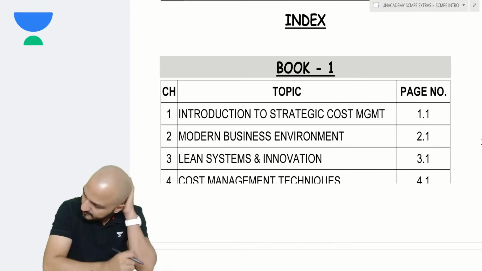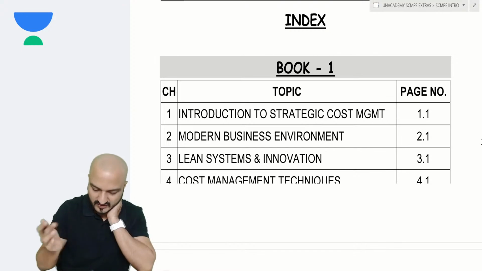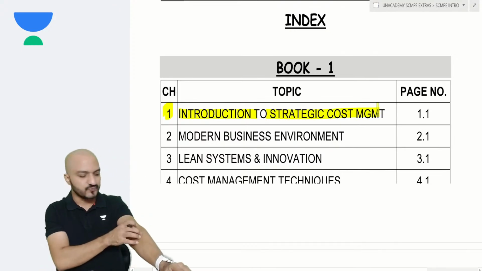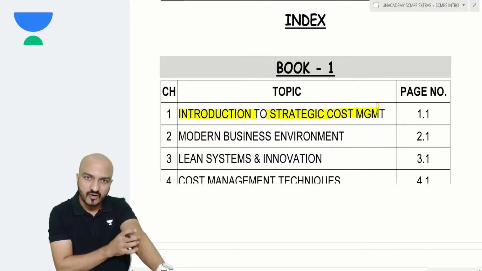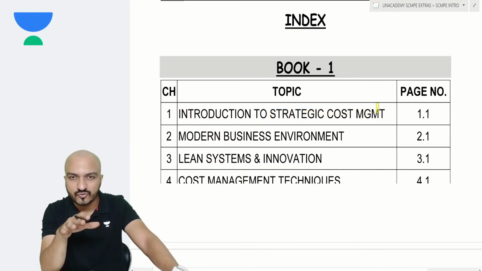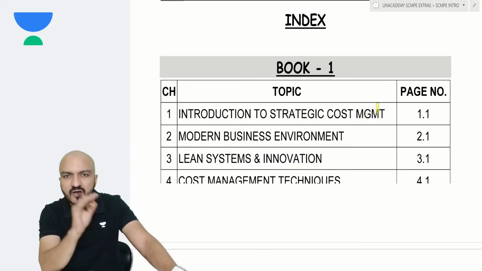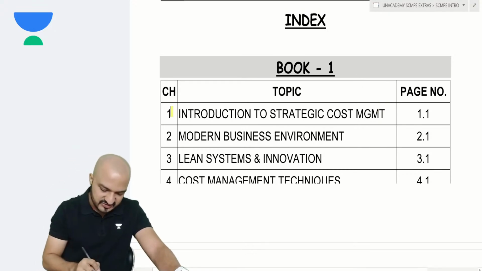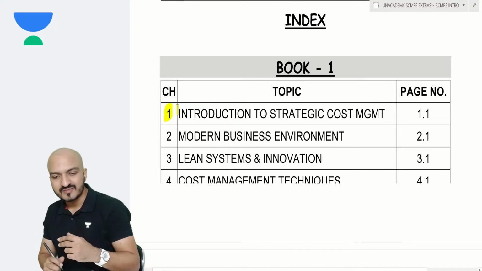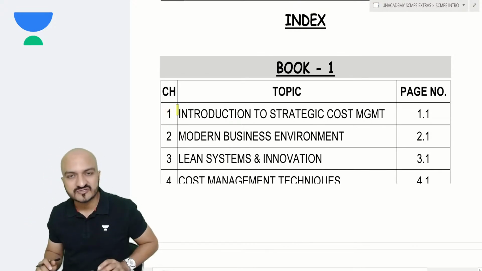So my entire book is divided in two parts, book 1 and book 2. Chapter 1 is Introduction to Strategic Cost Management. Introduction is what we are going to start right now. But in these 3 sessions which I have designed for you, I will not be starting even chapter 1. Instead, I will be giving you some background that is required to learn CA Final Costing.